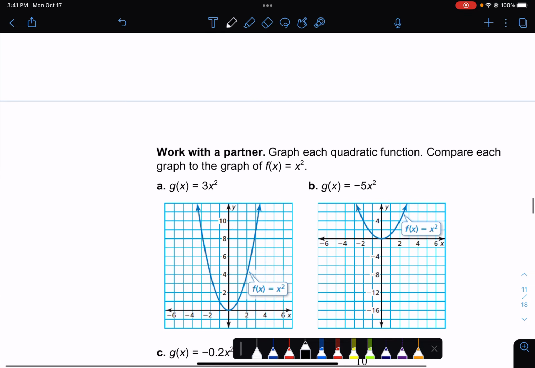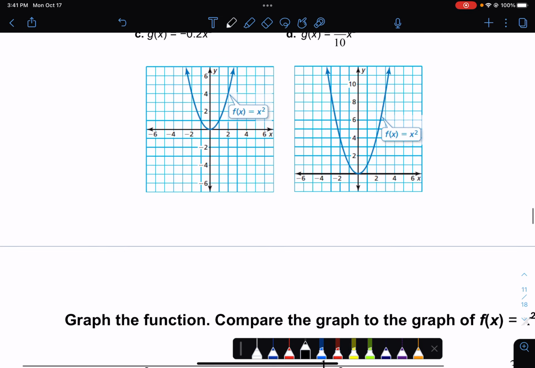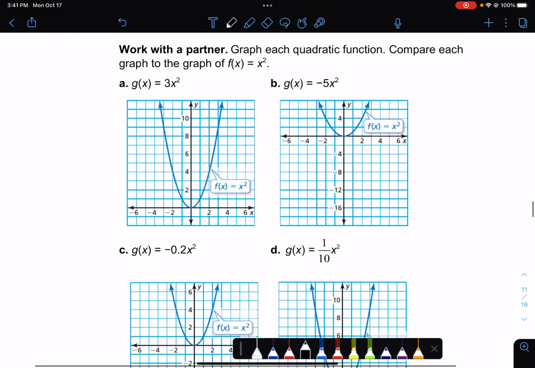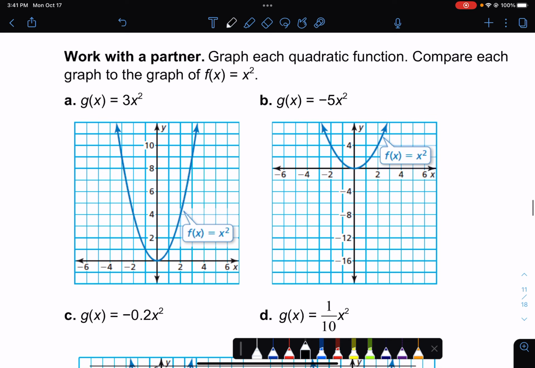All right, well, you don't have a partner because you're just watching this at home. Otherwise, you'd be sitting here in class with me. So really quick, why don't you pause the video right where we are, and try to graph A and B? Try to graph those ones, and then come back when you're done.